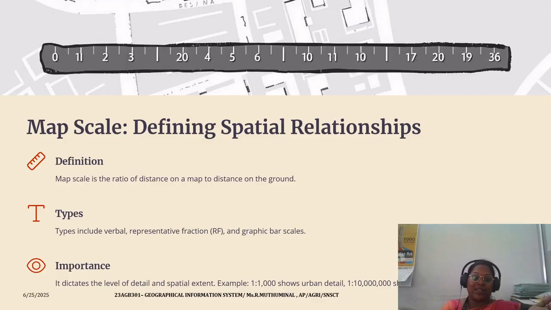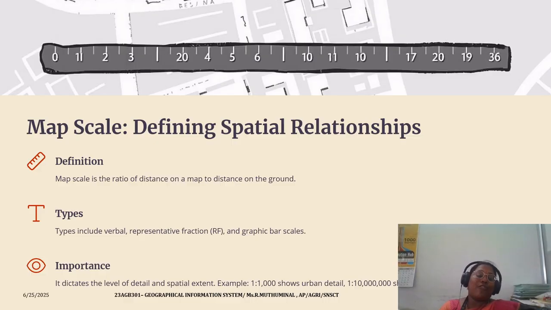Okay, so the scale map is defined by spatial relationships. While mapping a scale, what we have to do here is consider the distance on a map to the distance on the ground. This is how we can convert them into a scale which is suitable for a map. There are two kinds of map scales, that is verbal, representative fraction, and the graphic bar scales. It indicates the level of detail and spatial extent.